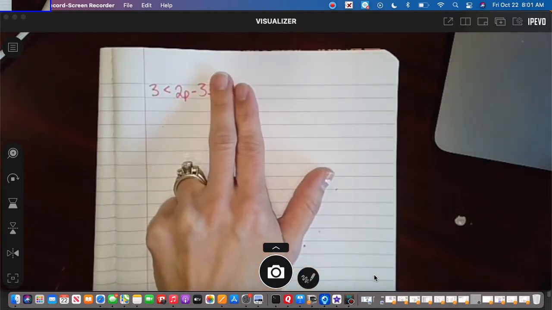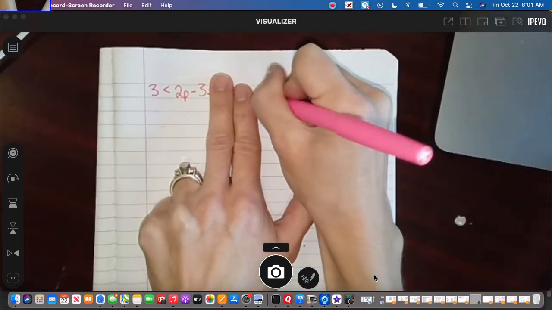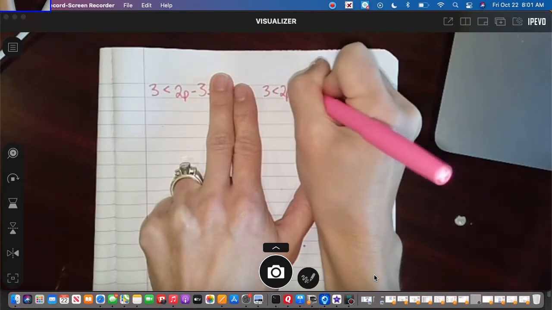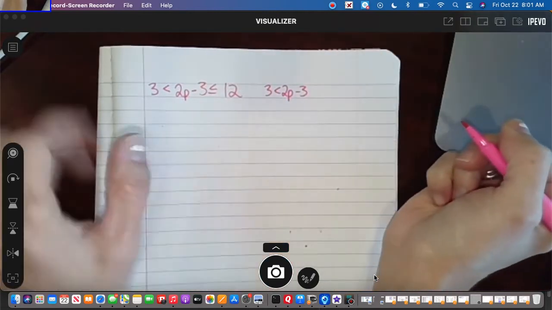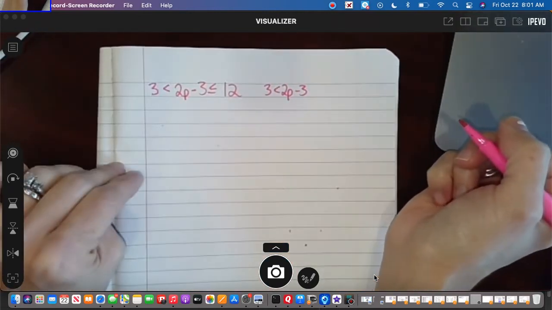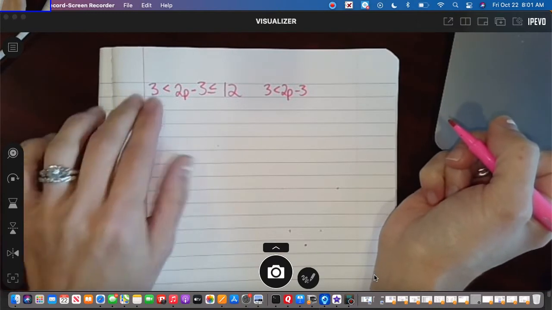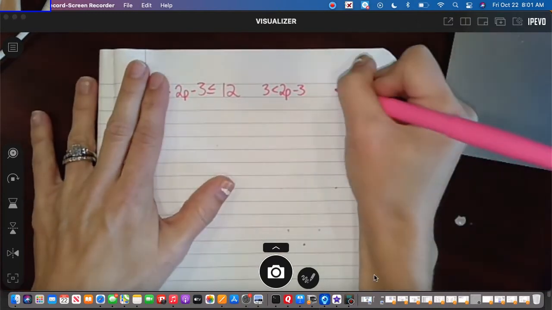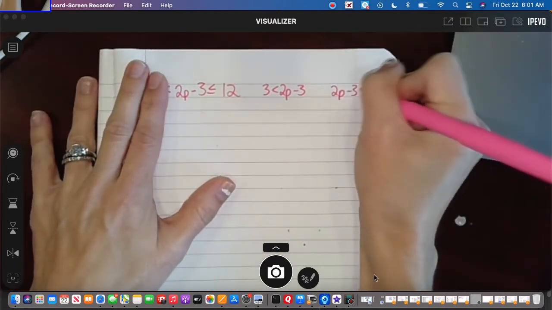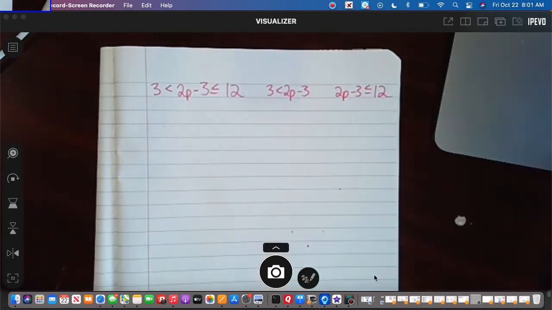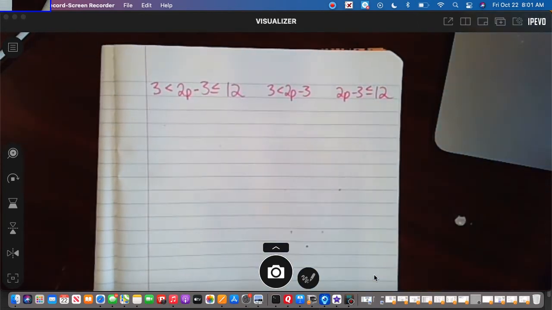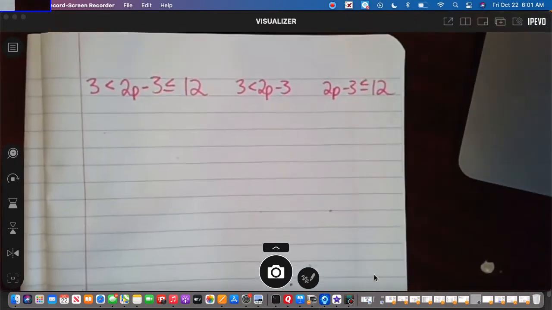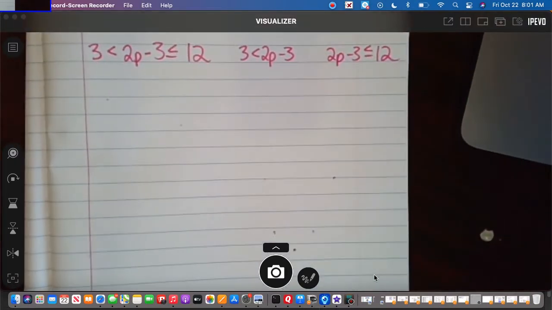Let me cover that one and write that down: 3 is less than 2p minus 3. Then I'm going to write my other inequality. I cover up this one, and I write 2p minus 3 is less than or equal to 12. Do y'all see how I split that up into two inequalities? Remember, compound inequalities, how many are we going to have? 2. Now we solve them both, and we see what our answer is.